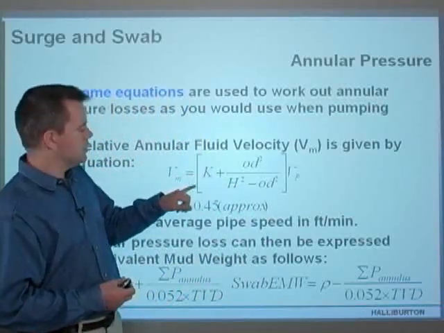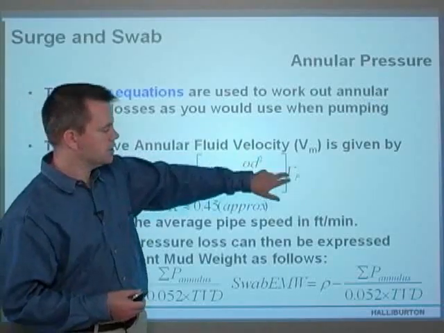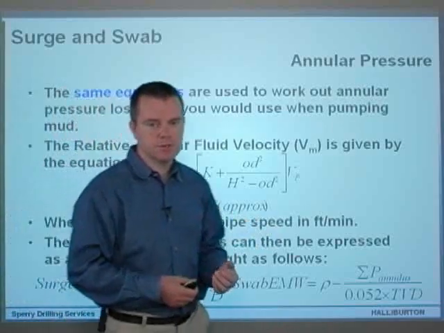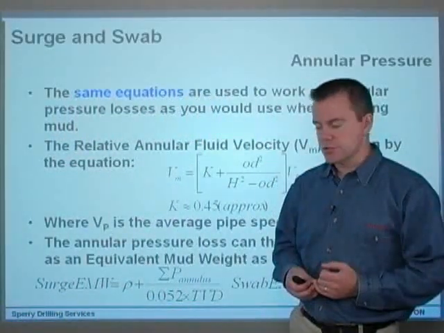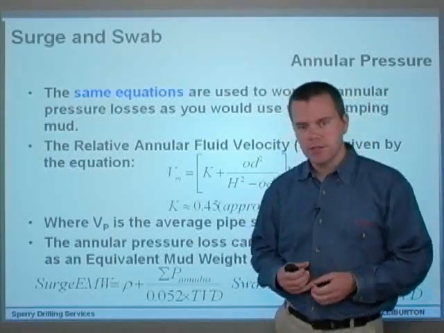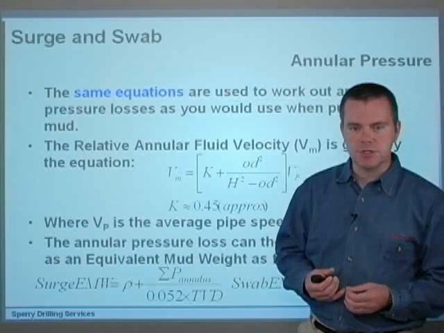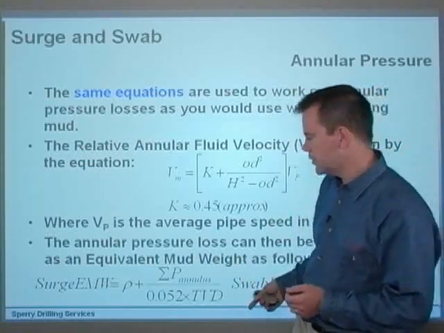This is just to summarize here. We've got K and your diameter expression times the velocity of the pipe. The velocity of the pipe is basically the average speed in feet per minute, or take the run speed from INSITE, basically. And the annular pressure loss can then be expressed as an equivalent mud weight as follows. It's basically your hydrostatic pressure equation.